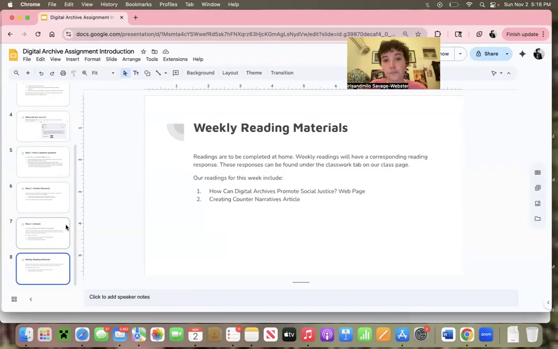So, in addition to the digital archive assignment, we will have some weekly reading materials that'll be guiding that process. These are to be completed at home. They will have a corresponding reading response assignment. So it'll be a prompt that you answer. You're going to want to complete the readings first. And both readings just have this one prompt assignment that is up on our class page. So you can find it there.